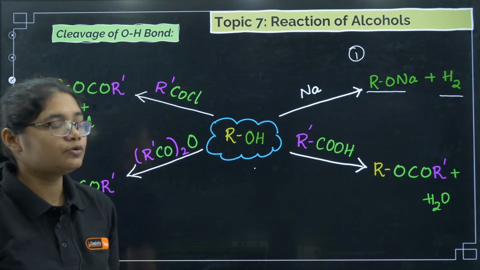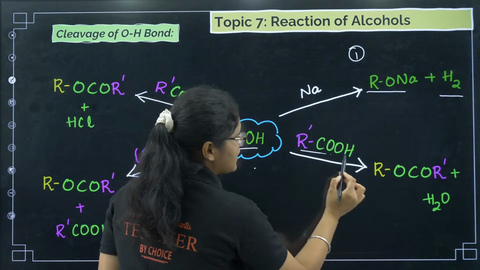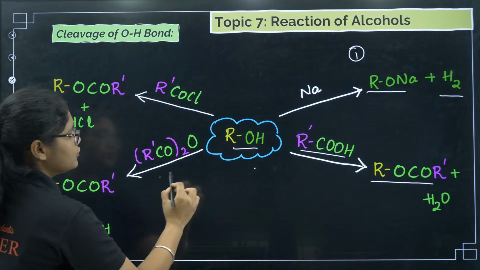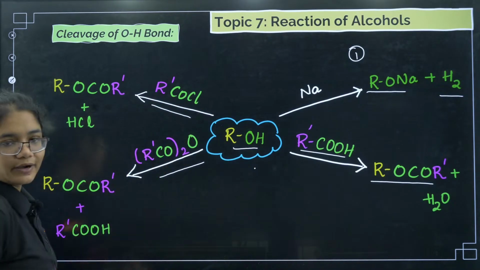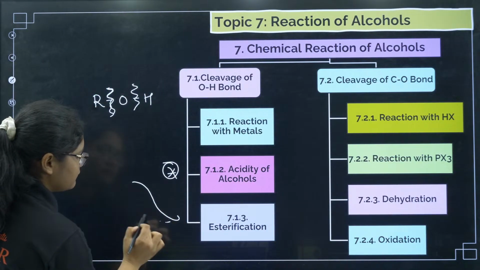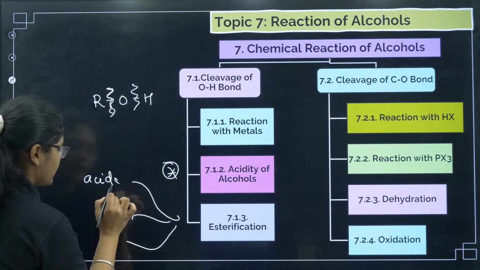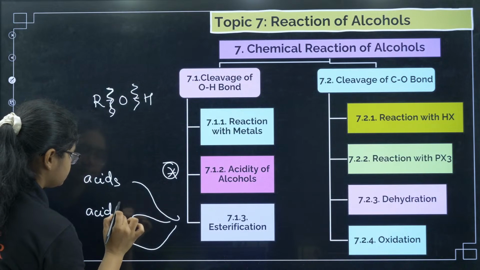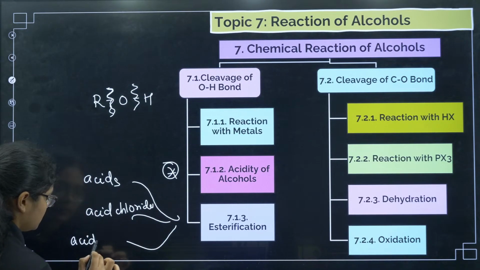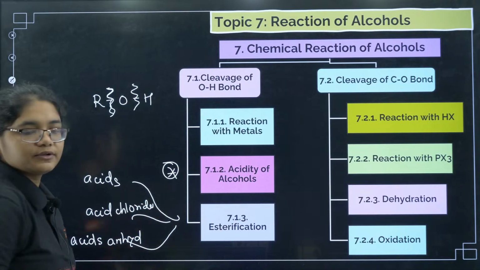Now the esterification reaction I can do: ROH plus RCOOH, you will get an ester here. Now esterification you can also do by taking anhydrides and acid chlorides. So what I am saying here, this esterification we can do by 3 methods. You can react alcohols with acids, with acid chlorides, and with acid anhydrides.